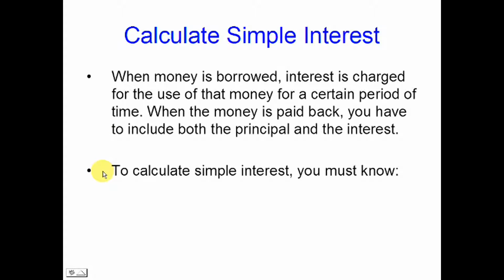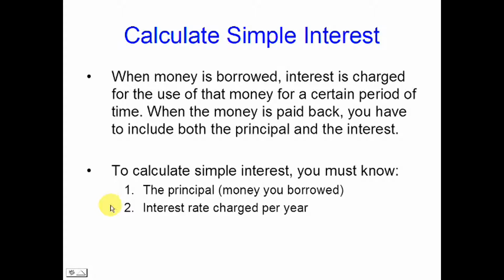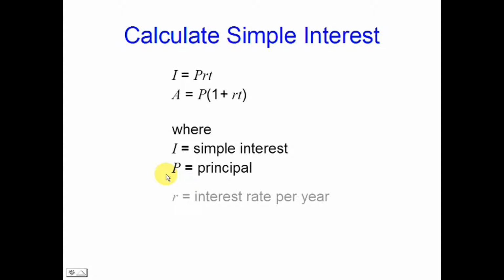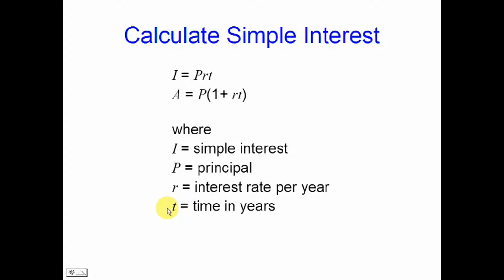To calculate the simple interest, you must know the principal, that is the money that you borrowed, the interest rate charged per year, and the time in years. These are the formulas to be used, where I is the simple interest, P is the principal, R is the interest rate per year, T is the time in years, and A is the amount.